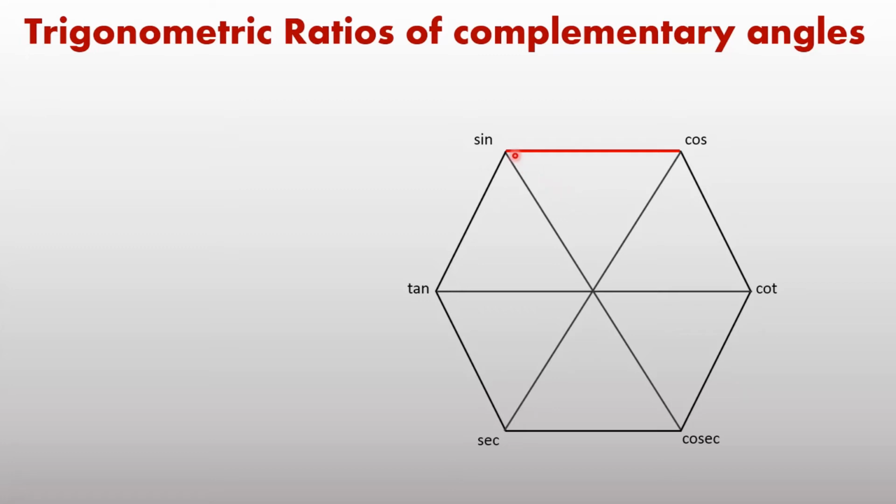First, we have covered sine 90 minus theta equal to cos theta. Here, already in the previous video we have discussed the process to write this hexagon. 6 sides written here. Start from here. Tan equal to sine upon cos, cot equal to cos upon sine. Tan, sine, cos, then cot.